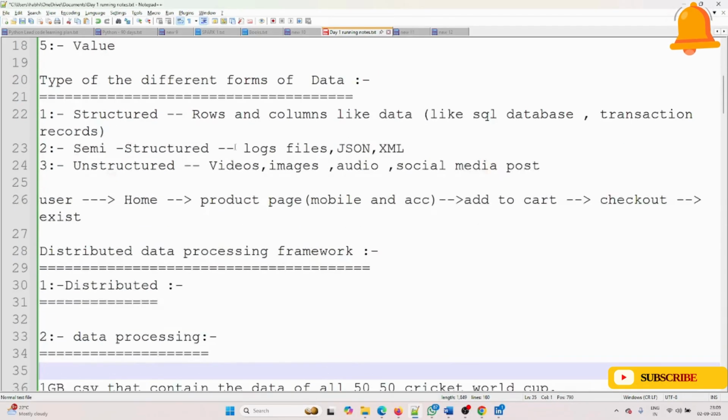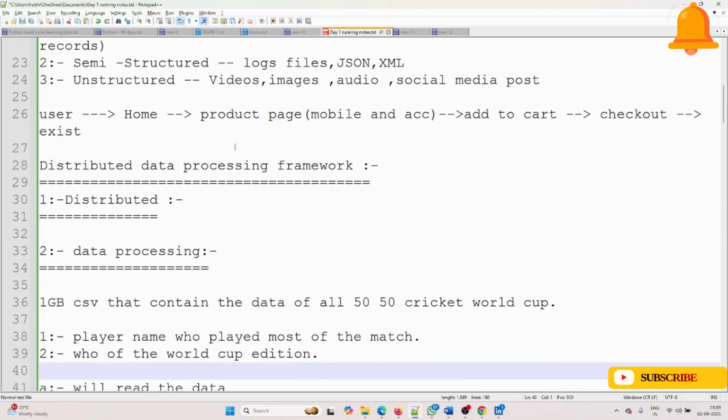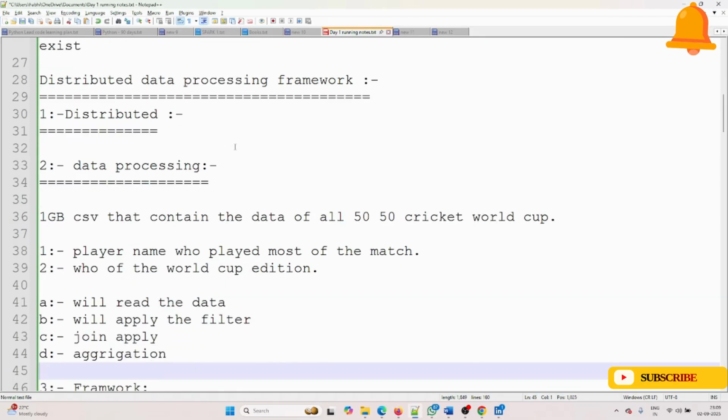First is distributed, second is data processing, and third is framework. So distributed means nothing but work is divided across multiple computers, nodes, instead of one machine. Whatever data you are giving, suppose you have given 10 GB of data, internally it will create partitions and divide them across the different executors for processing. Like that, it is happening here.